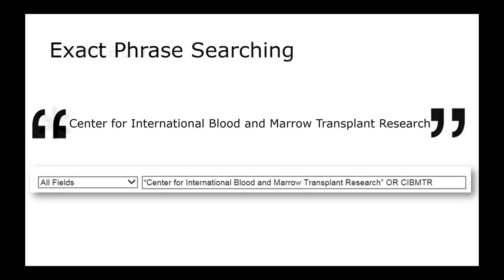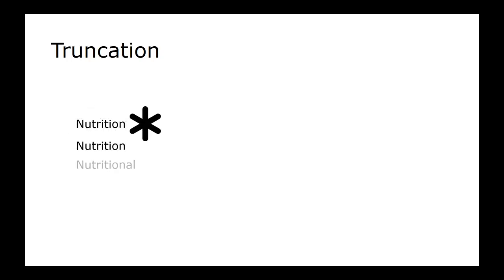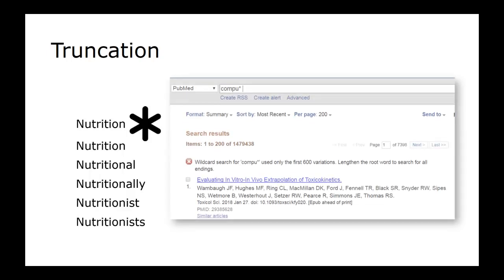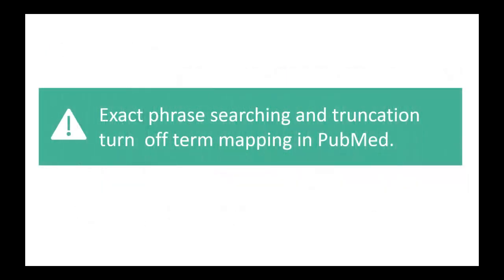To search for variations on the ending of a word, you can use an asterisk to truncate the word. Searching nutrition asterisk will find the terms nutrition, nutritional, nutritionally, nutritionist, and nutritionists. Careful though, PubMed can only handle up to 600 variations of a word, so searching compute asterisk will give you an error message.